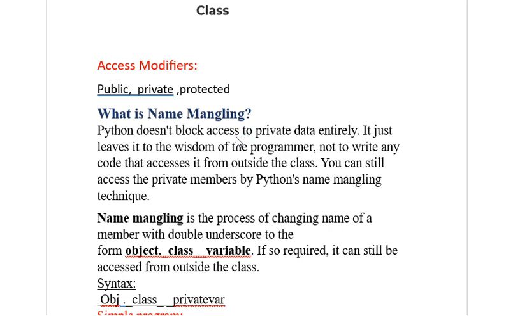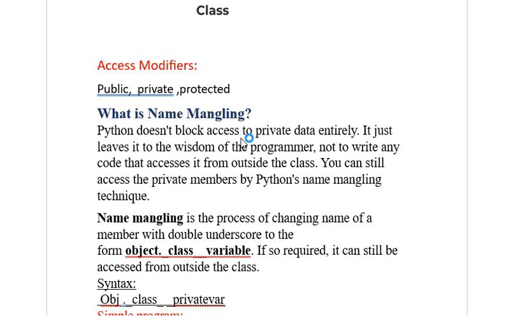So it's free and flexible. Python is free and flexible. We can use it however we want. It depends upon the question and upon our usage. It will not restrict us to use this thing only or that thing only. It depends completely on the user to use a particular thing. Python just leaves it to the wisdom of the user, to write any code that accesses it from outside the class.